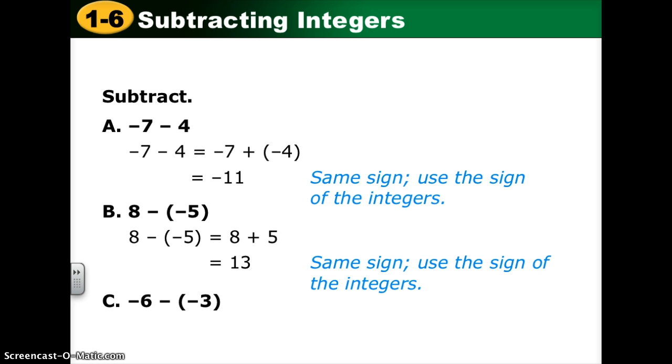How about a negative 6 minus a negative 3? Here's another one. Make it a big plus sign so that it's negative 6 plus 3. Think about your adding rules, that you need to take the sign of the larger number, which is 6, so it'll be negative. Subtract 6 minus 3, you get an answer of negative 3.